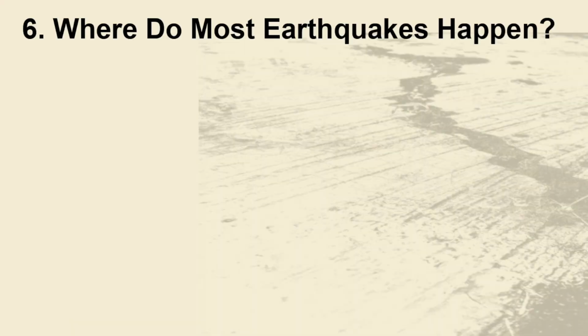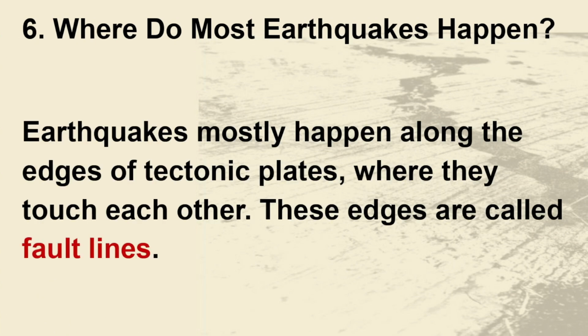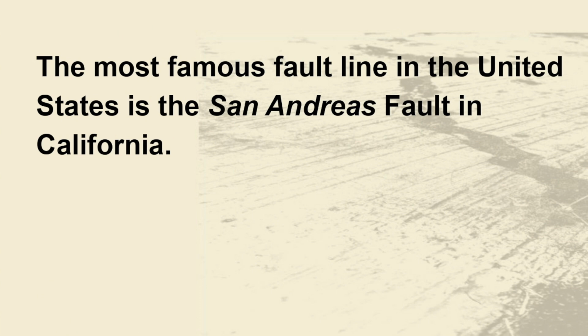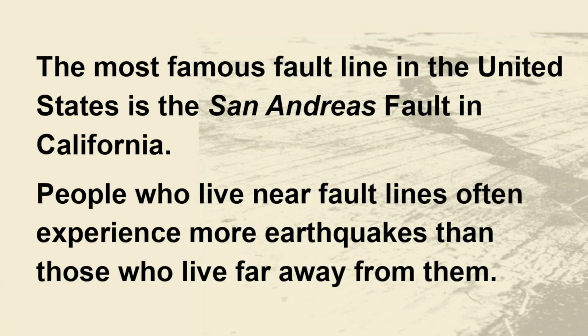6. Where do most earthquakes happen? Earthquakes mostly happen along the edges of tectonic plates, where they touch each other. These edges are called fault lines. The most famous fault line in the United States is the San Andreas Fault in California. People who live near fault lines often experience more earthquakes than those who live far away from them.